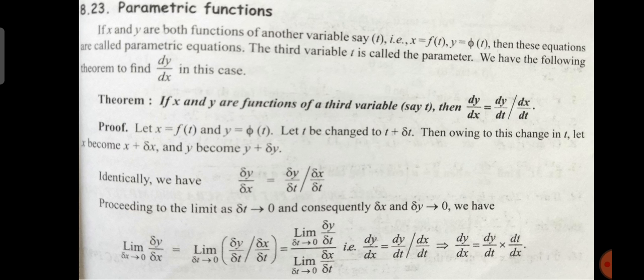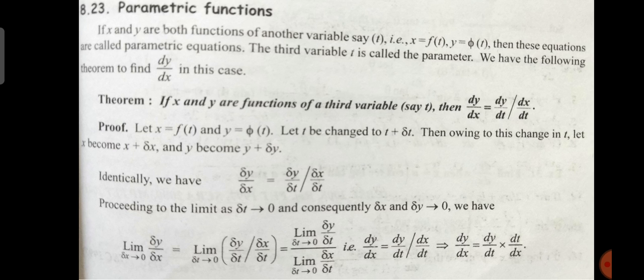So t is the third variable here, in terms of which x and y are defined. That variable is t, and these are the parametric equations, and t is the parameter. Okay, then how will you find dy by dx? That is given there.